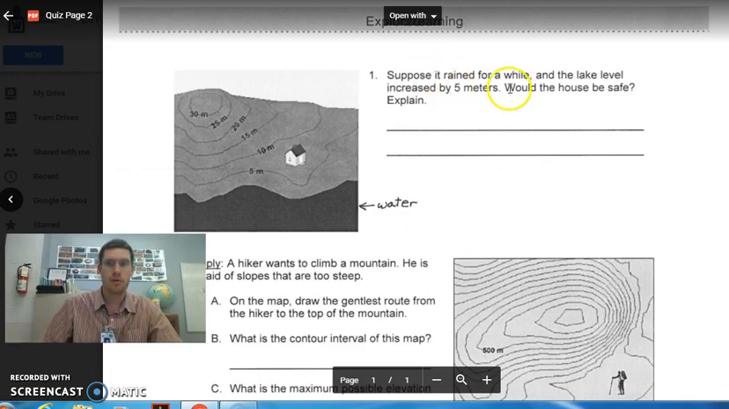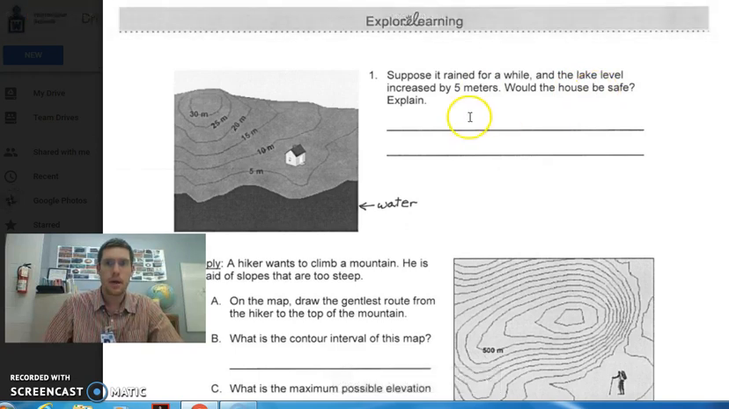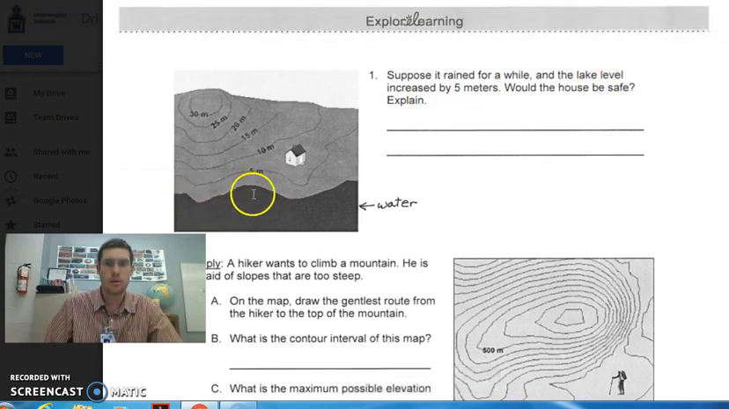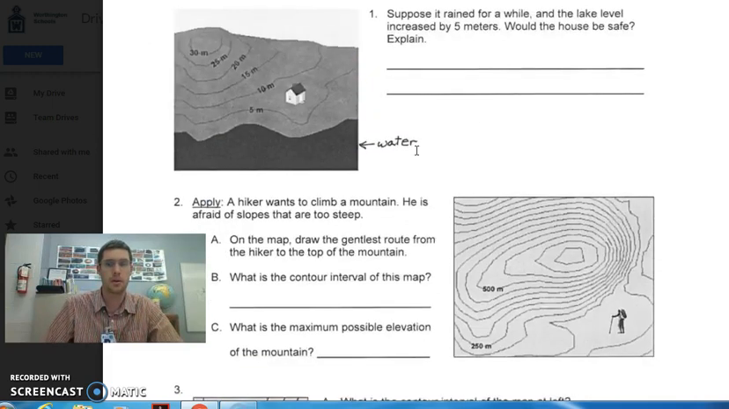Number one, suppose it rained for a while and the lake level increased by 5 meters. Would the house be safe? Well, if the water level starts right here and only rises to 5 meters, it comes up to this 5-meter line, the house should still be safe because it's taller than 5 meters.